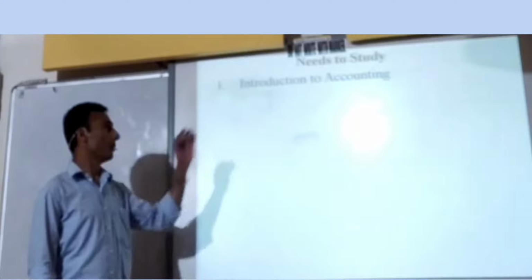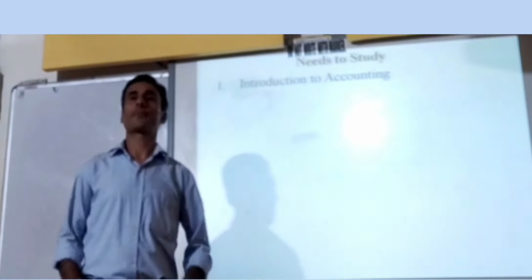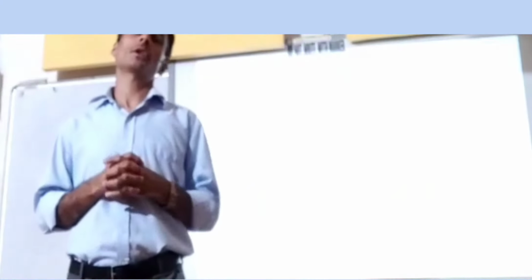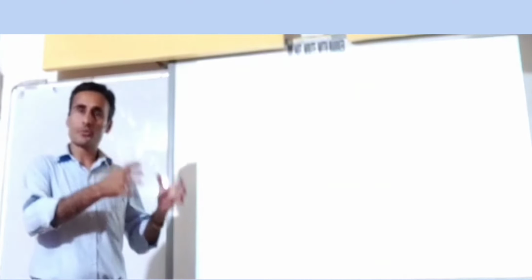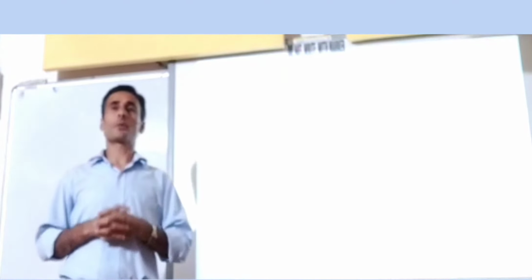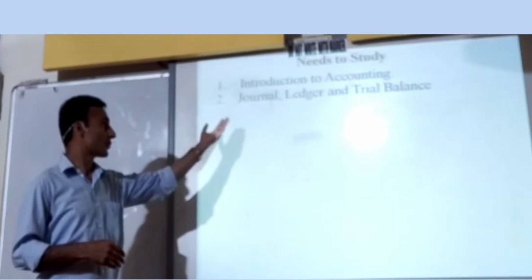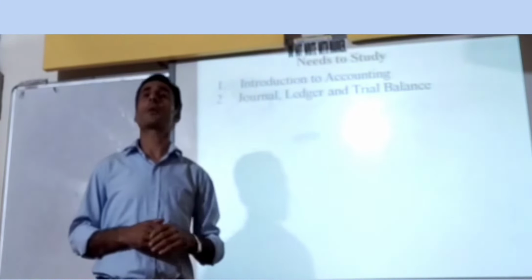This is the syllabus that you need to cover in class 11. Number 1, introduction to accounting. Here you will learn the meaning of accounting and how accounting is done. What is the usefulness of accounting, the importance of accounting, right? Then you will learn about journal, ledger and trial balance. Journal, ledger, these are the books of accounts where the records are maintained.